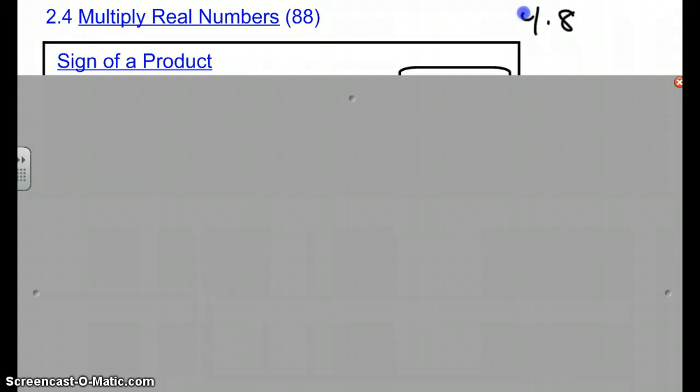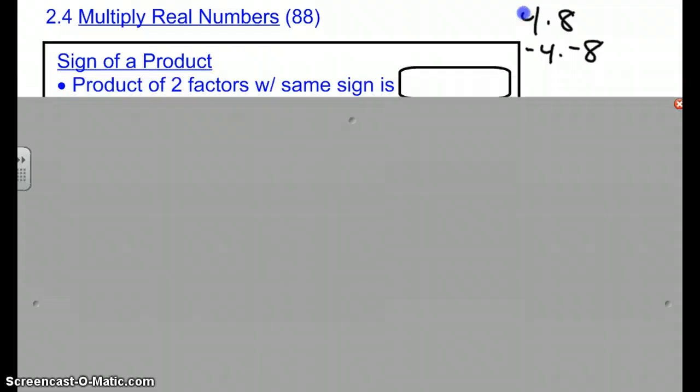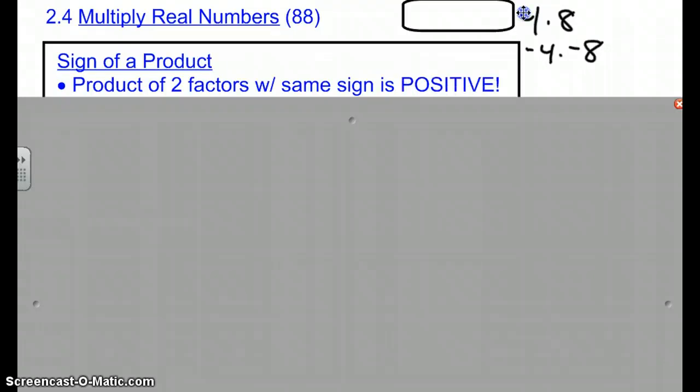32. Good. And we could also say that negative 4 times negative 8 is? 32. It's still 32. Okay. So when we multiply factors with the same sign, we end up with what type of product? Positive product. So if I were to add some factors, let's say negative 4 times negative 8, you told me is positive. What if I add more negative factors?